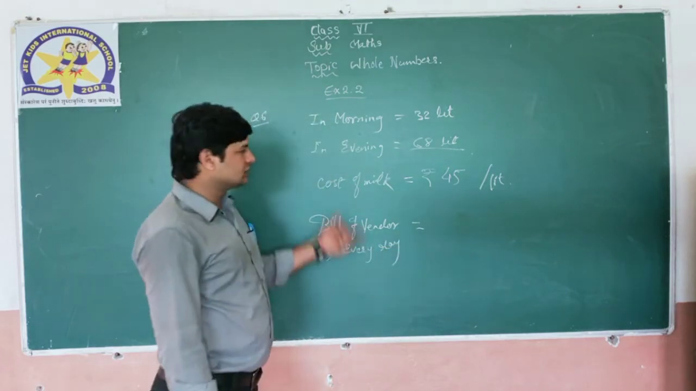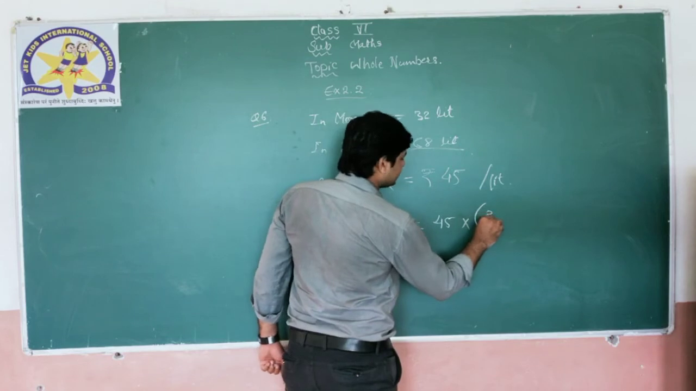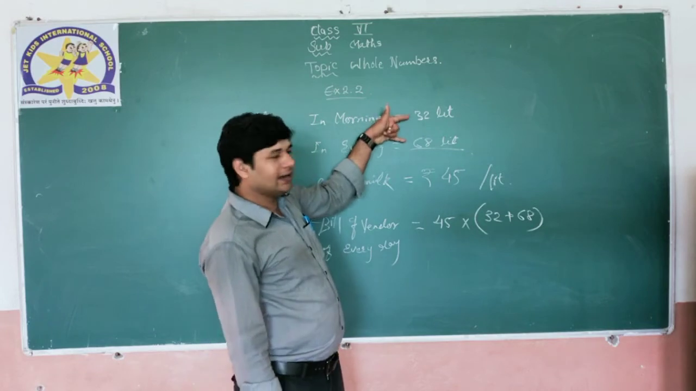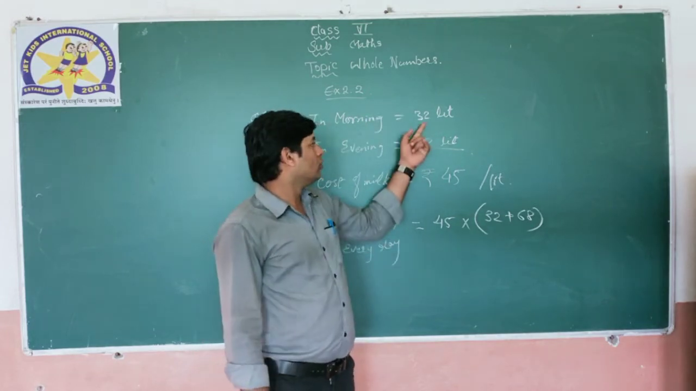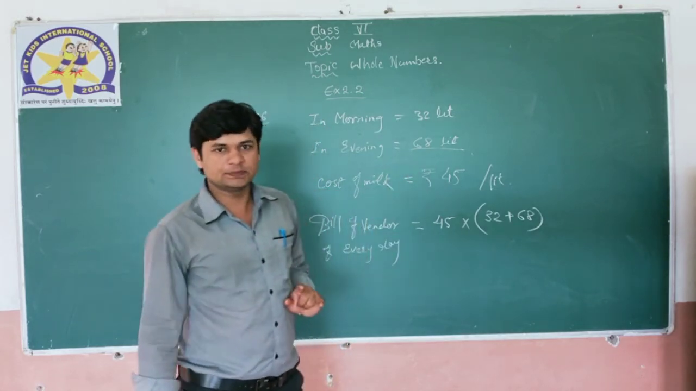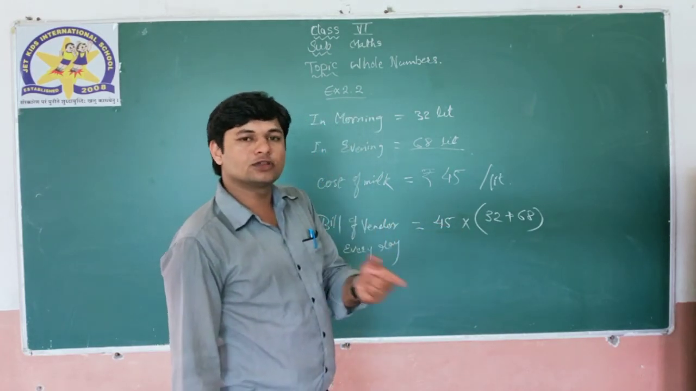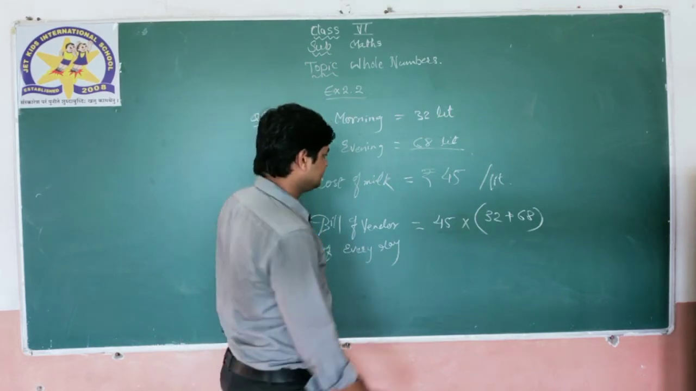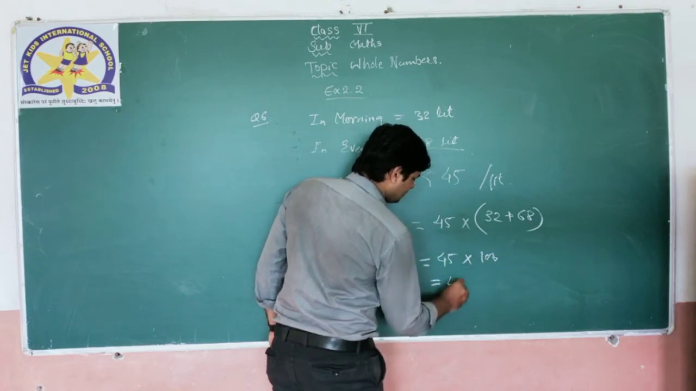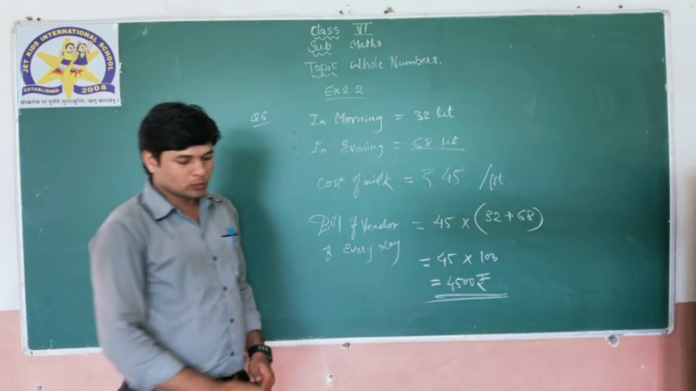Same thing, we are going to just pause the video and try to find the answer over here. So 45 multiplied by 32 plus 68. Okay, what we did? We added the total milk, morning 32 liters and evening 68 liters. How much? 100 liters per day is provided. And 45 rupees per liter. So for 100 liters, 4,500. That's it. This is your answer. Hope this is clear to all of you.